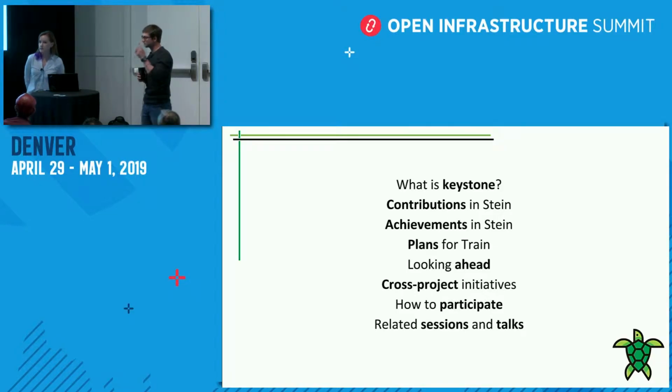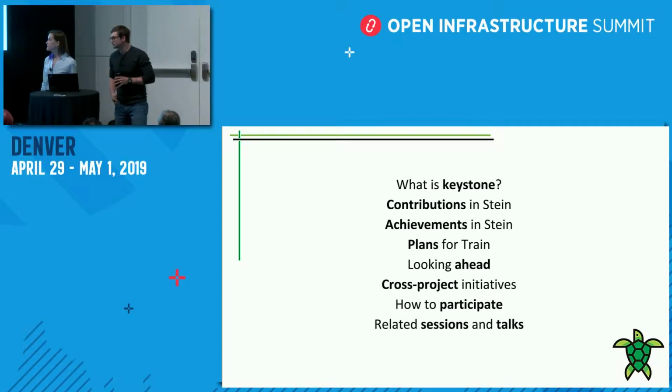So this is what we're going to cover in today's update. We're going to do a brief introduction to what Keystone is, in case you are new to the OpenStack scene and haven't figured out all the components yet. We'll talk about the contributions and contributors in Stein and our team makeup and how that relates to the previous cycle. And then we'll start talking about what we accomplished in the last cycle, and then we'll go into what our proposed plans for the next cycle and beyond are going to be.